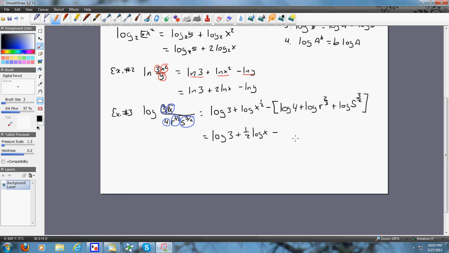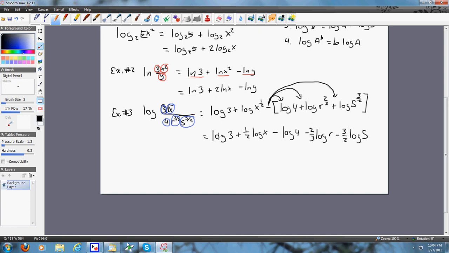And now I'm just doing the power rule. I'm actually going to distribute this negative sign to each. I get minus log 4 minus log, minus 2/3 log r. And once again, I made a mistake because that should have been distributed. Minus 3/2 log s.